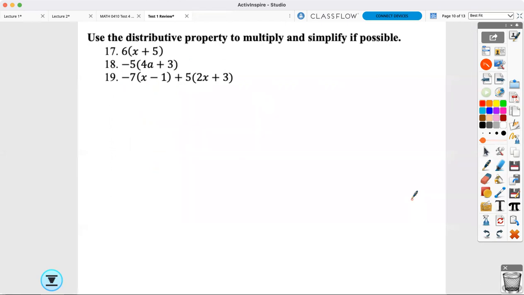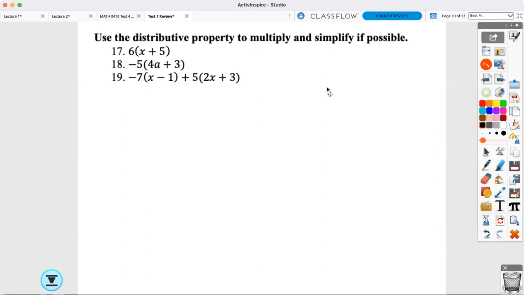Use the distributive property to multiply and simplify if possible. Go ahead and I'll give you guys 2 minutes to set this up in your notebook. Now remember guys, this lecture is being recorded, so you will be able to access it in the future to rewatch and practice again, or just listen to it again to make sure you get comfortable with the steps.